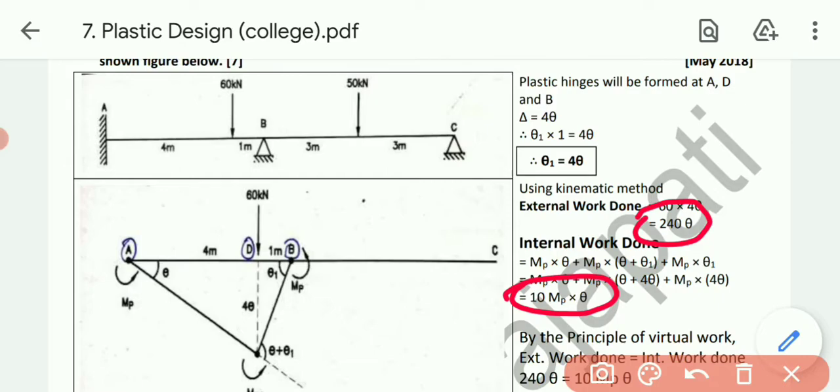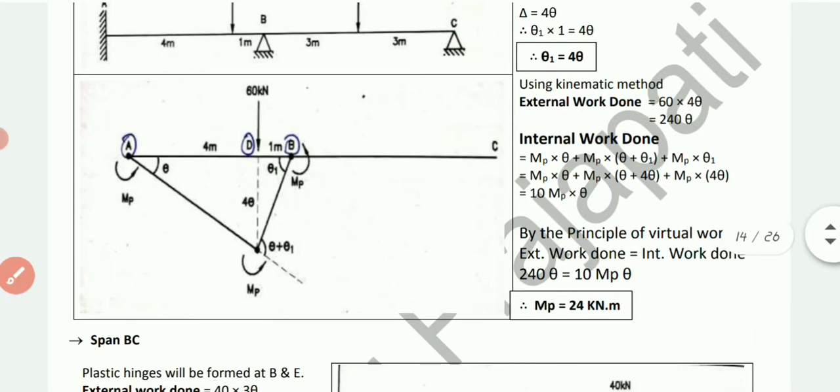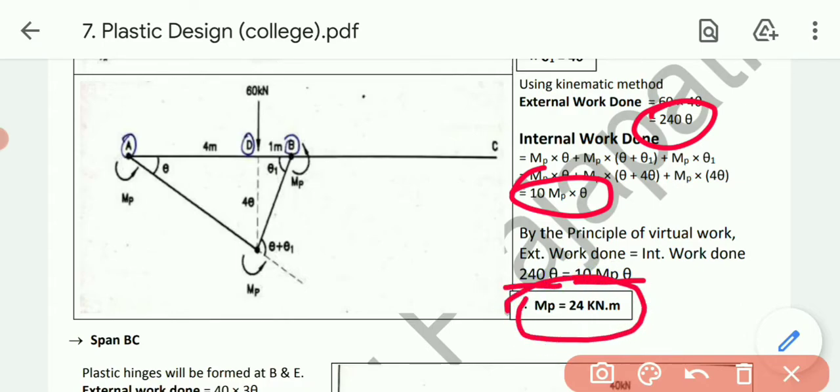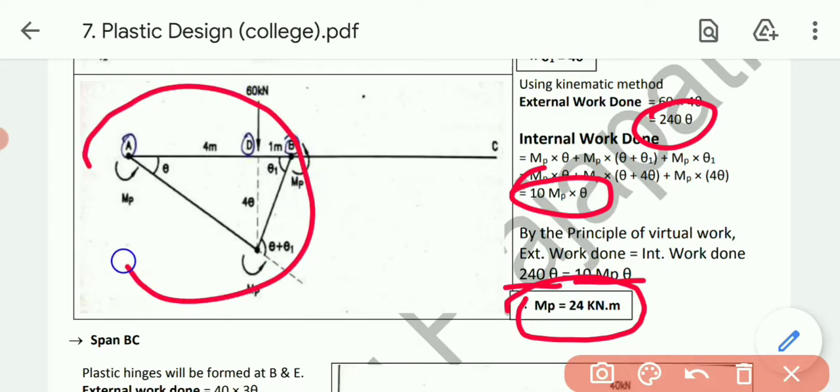This one is external work done. So let's solve these two, equating these two terms. Internal work done equals external work done. Internal is 10 MP into theta, that is this one, and external is 240 into theta, that is this one. So theta will be cancelled and MP will be 240 by 10, so that is 24 kilonewton into meter. So we got the plastic moment of the span AB.